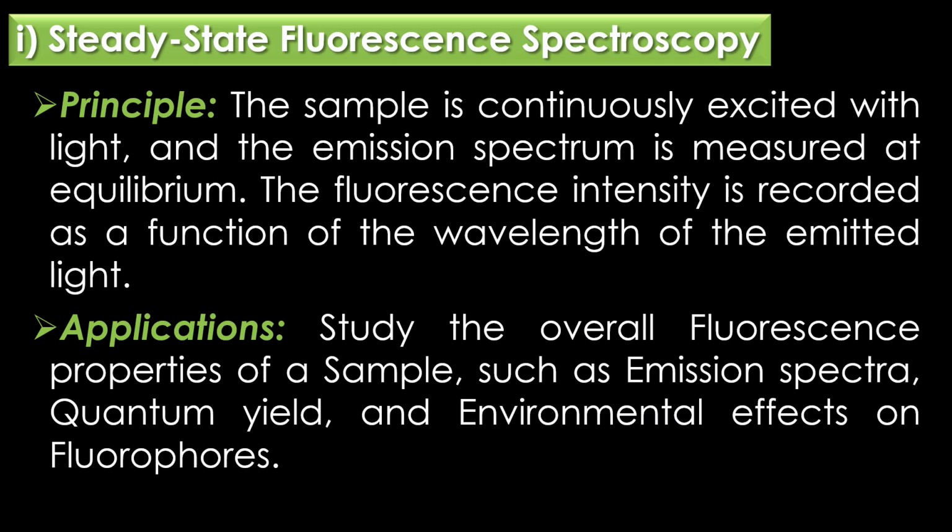The first type of fluorescence spectroscopy is steady-state fluorescence spectroscopy. In steady-state fluorescence spectroscopy, the sample is continuously excited with light and the emission spectrum is measured at equilibrium. The fluorescence intensity is recorded as a function of the wavelength of the emitted light. Applications: steady-state fluorescence spectroscopy is commonly used to study the overall fluorescence properties of the sample, such as emission spectra, quantum yield, and environmental effects of the fluorophores.